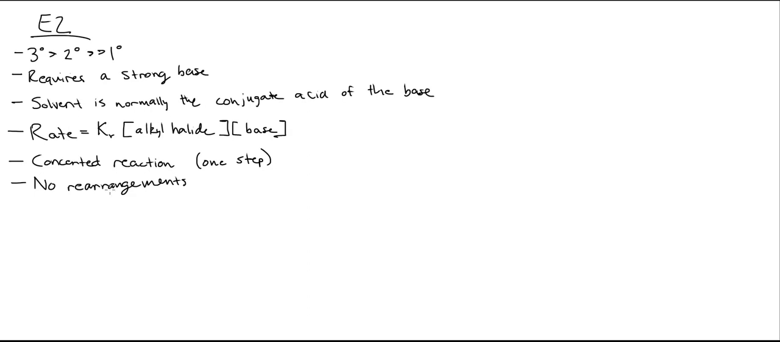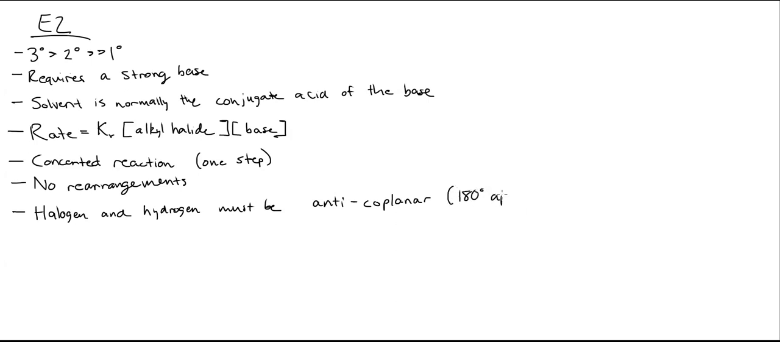These last two things we're going to talk about more a little bit later, but I'm just going to write them down now. The halogen that's leaving and the hydrogen that's being taken must be anticoplanar, which is also sometimes called anti-periplanar. If you see anticoplanar or anti-periplanar, that's the same thing. What does that mean? That just means that they are 180 degrees apart from each other. And we'll look at that a little bit more later.